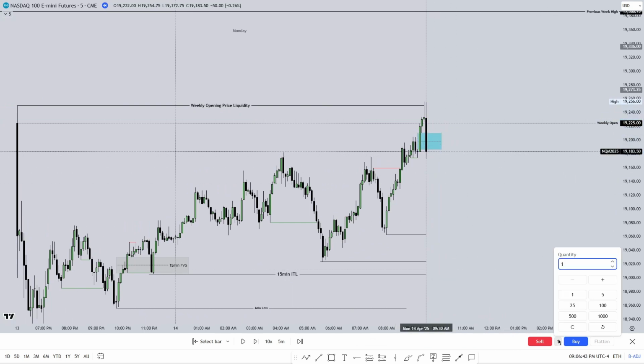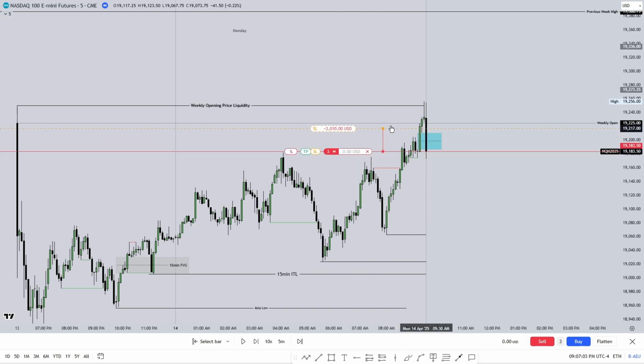I entered, well, I'll just go in with 3 right here. I entered on micros and I'm charting on the mini chart right here, so this is not going to be accurate. Whoops. But I entered off of the close below this 5-minute inversion fair value gap right here. The stop was above this high right here.